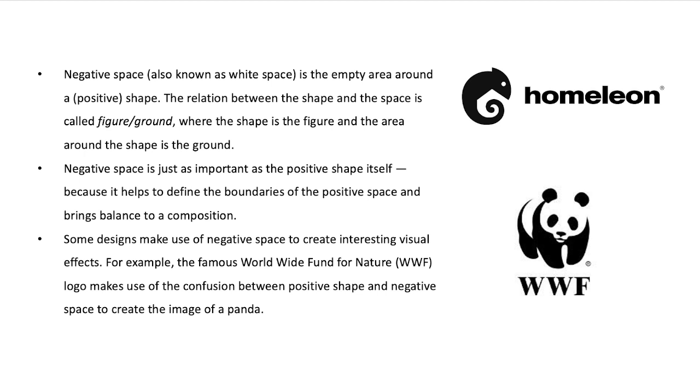A negative space, also known as white space, is the empty area around a positive space. The relationship between the shape and the space is called figure and ground, where the shape is the figure and the area around the shape is the ground.